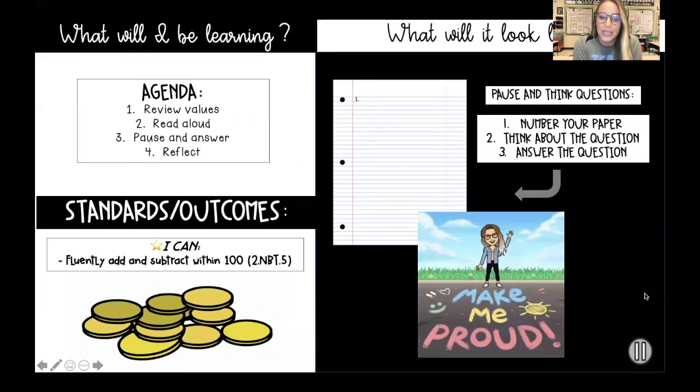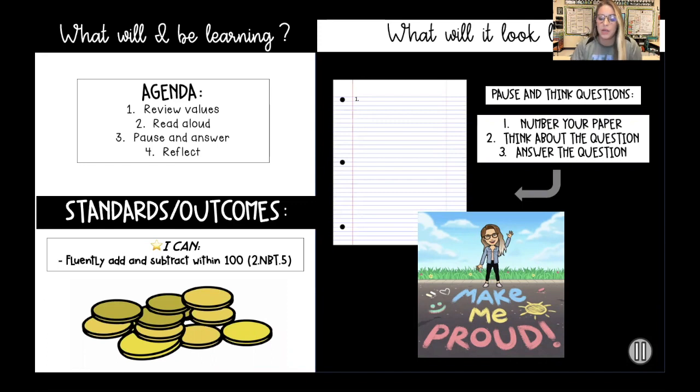For our what will it look like and what will I be learning, our agenda is where we're going to start. We're going to review values of coins first, then we are going to listen to our read aloud, and then we're going to pause and answer questions and reflect at the very end. Our standards and outcomes today is I can fluently add and subtract within 100.